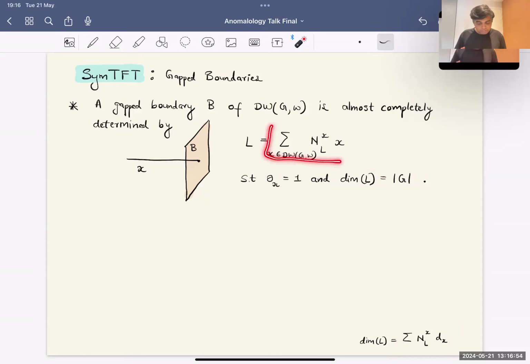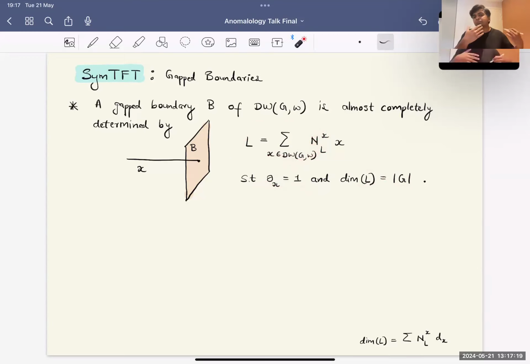So given this Lagrangian algebra object, you take the quantum dimension of X and you sum over the quantum dimensions with these integer coefficients. And that is the dimension of L. And we require that to be equal to the size of the group G that we started with. So this is a Lagrangian algebra. And these conditions can be understood by thinking of gauging L.